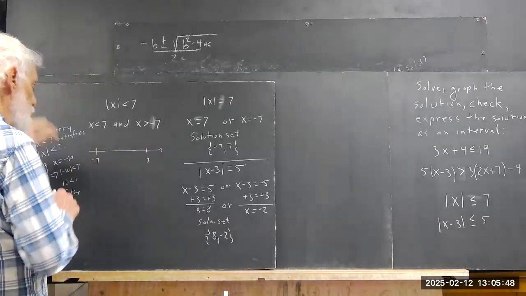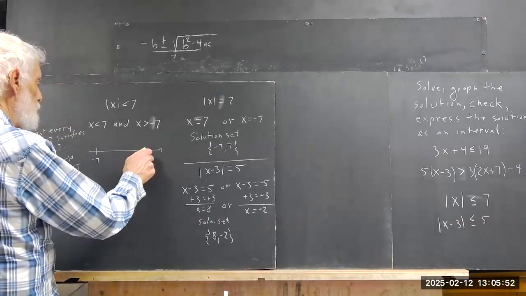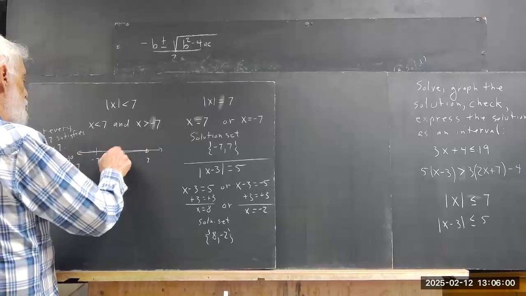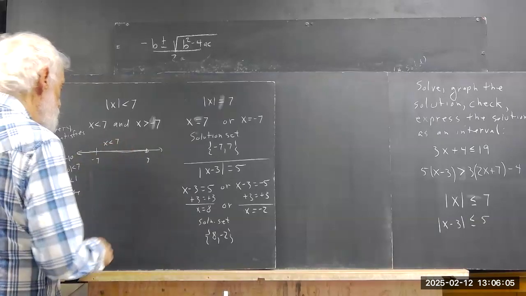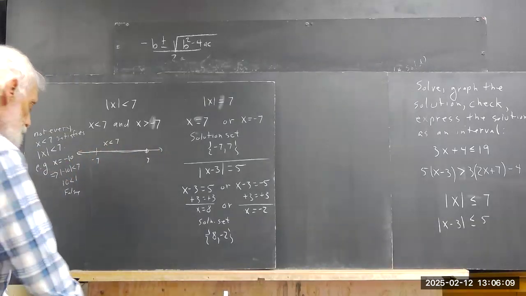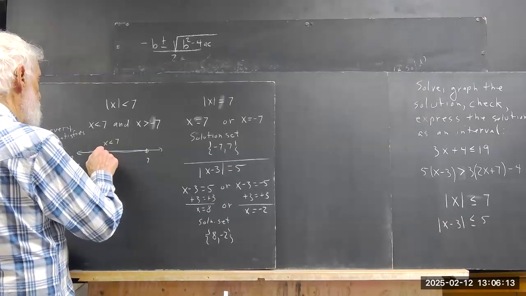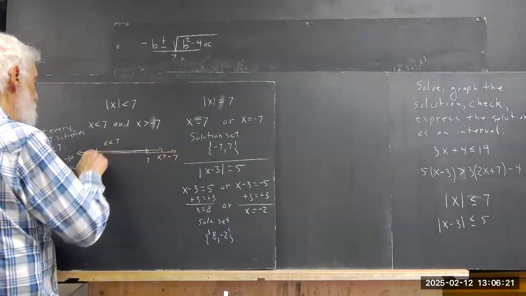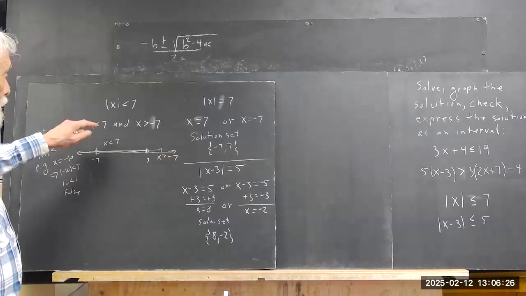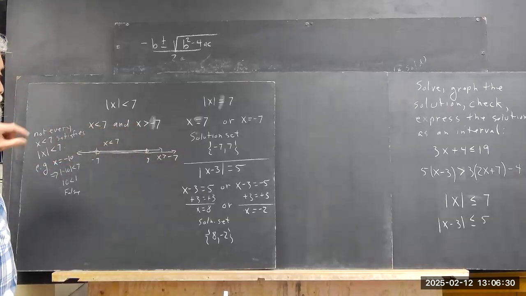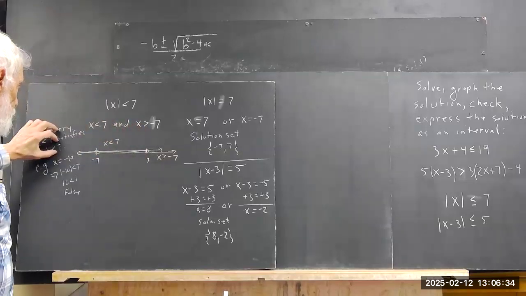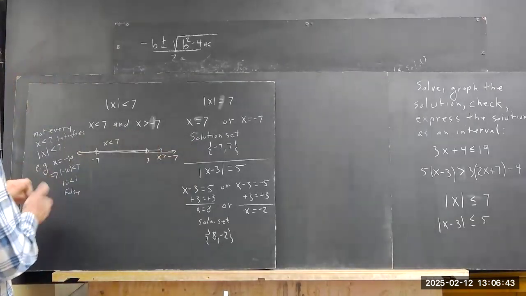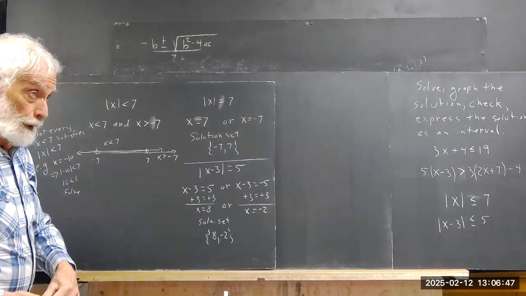Here's 7, here's -7. Here is the set for x less than 7, and here is the set for x greater than -7. Now, when I say this and this, I don't mean any number here or any number here. I mean a number that's both here and here, a number that's both on this side of 7 and on this side of -7.